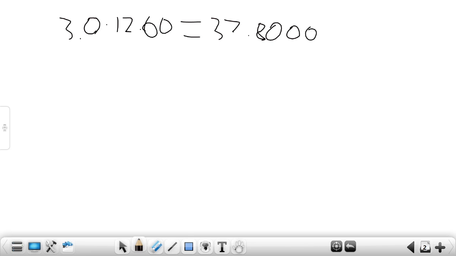But 3.0 has 2 significant figures, 12.60 has 4 significant figures. So we're going to take this one as 2, so we're going to round this to 38. You should know your rules for rounding off numbers by now. 5 go up, 4 and below go down.